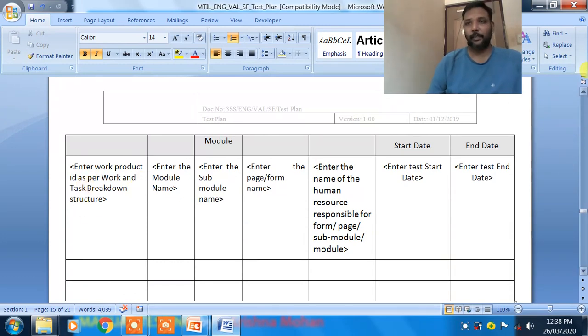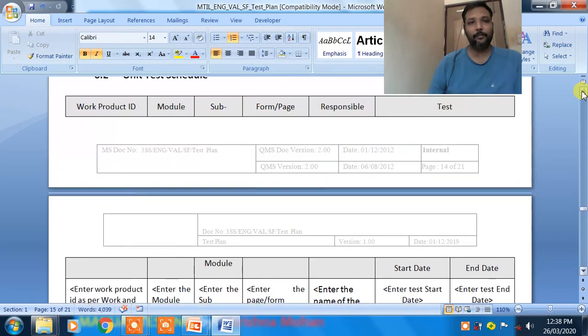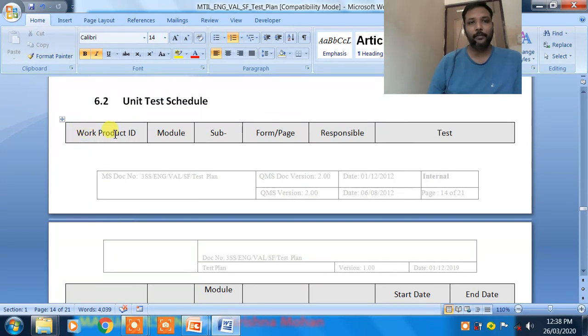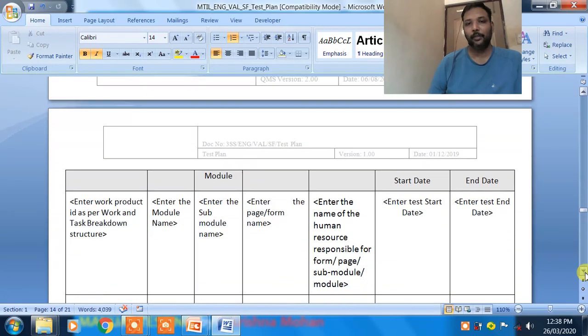Here we have to write the document name. See, work product ID means document ID, what modules you are going to test, what the sub modules in that are, what the pages or forms are, and who is responsible and going to test it. Okay, all things have to be written over here. Then the test start date and test end date.